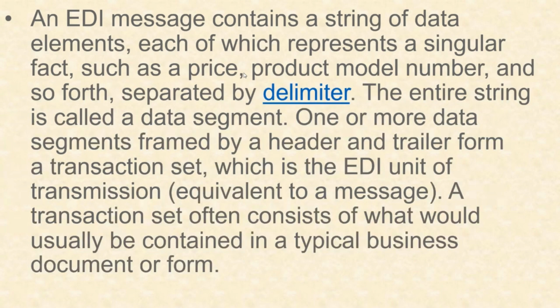Okay, so an EDI message contains a string of data elements, each of which represents a singular fact, such as a price, product model number, and so forth. It's separated by delimiters, and the entire string is called a data segment. So let's suppose ABC separated by comma, model number 001, and something. This is a price, 200. This is a whole string which is separated by commas. The whole string is called a data segment in the EDI standards.